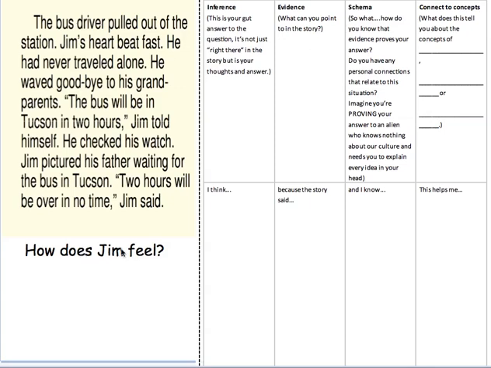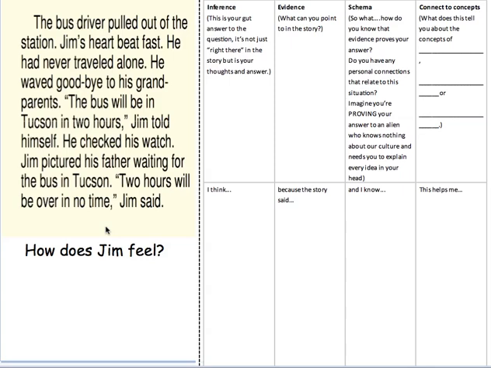So, thinking about how Jim feels, our story says the bus driver pulled out of the station. Jim's heart beat fast. He had never traveled alone. He waved goodbye to his grandparents. The bus will be in Tucson in 2 hours, Jim told himself. He checked his watch. Jim pictured his father waiting for the bus in Tucson. 2 hours will be over in no time, Jim said.